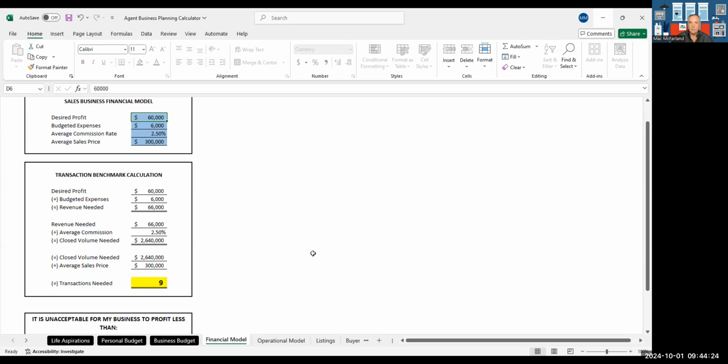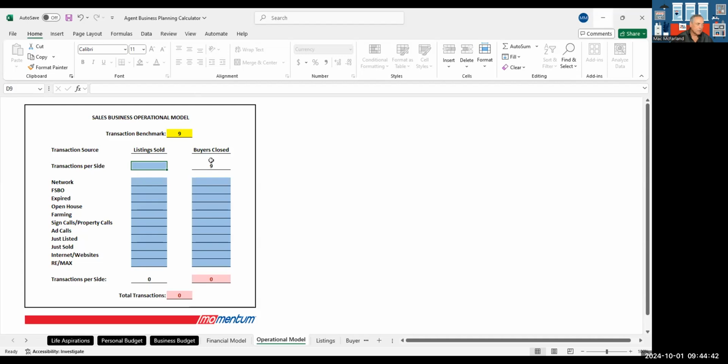All right. So if you had to put a percentage on it, out of the 9 transactions, how many of those do you think you can get from the buyer side? About 7. Okay. So the reason I asked that is when you click on the next tab of this, you're going to have the opportunity to do that right here. So you're getting 7 from the buyer side and 2 from the seller side.